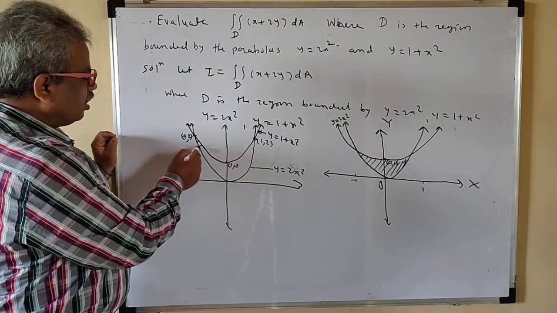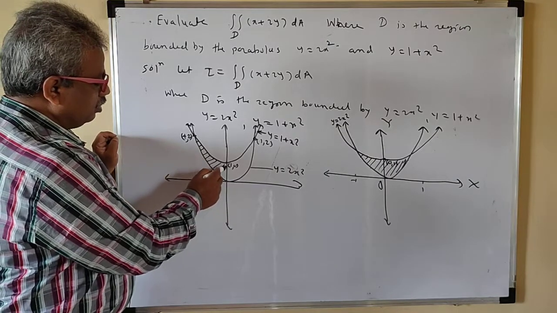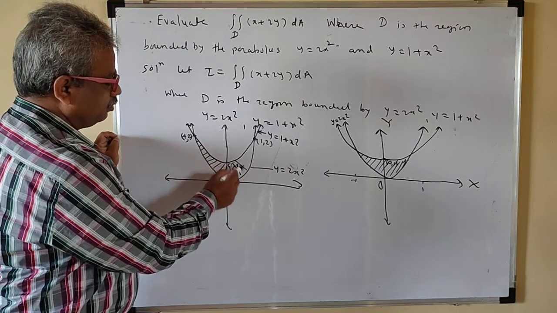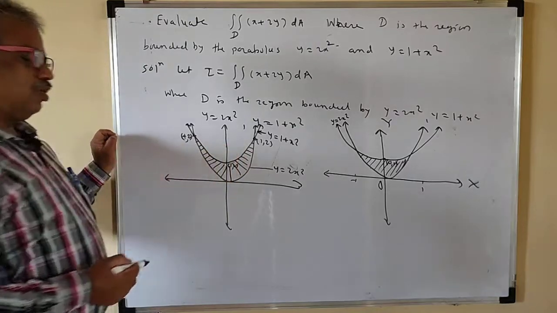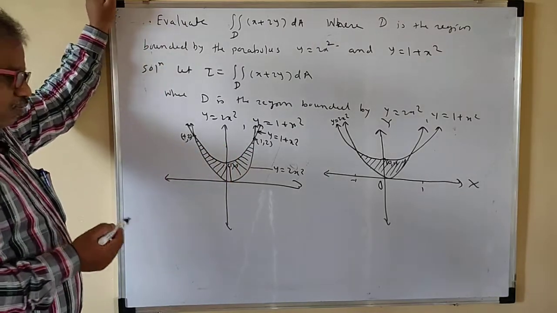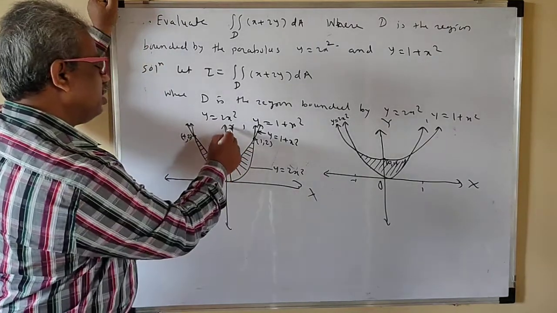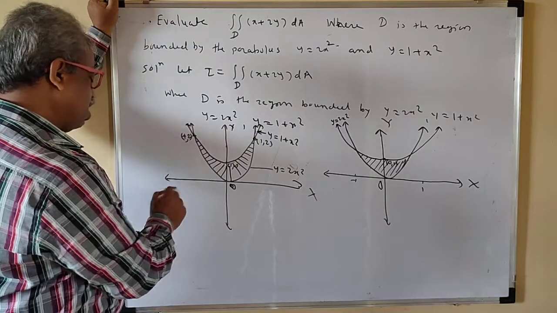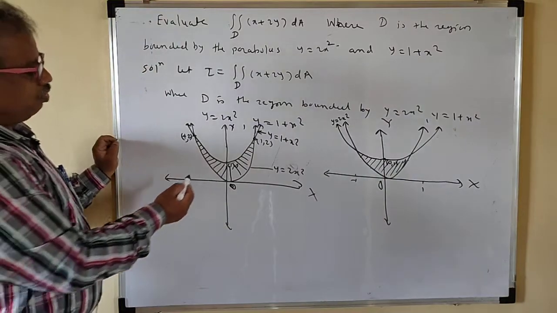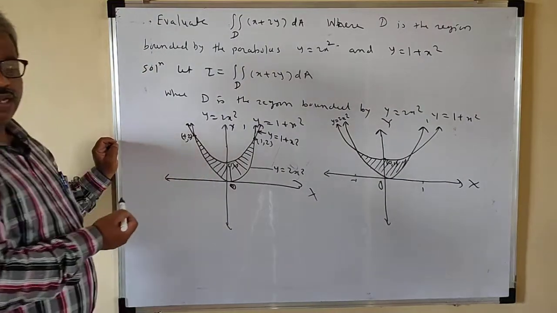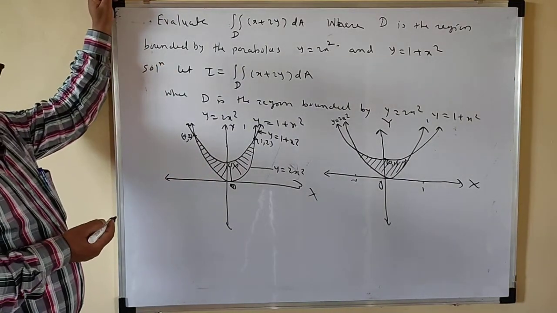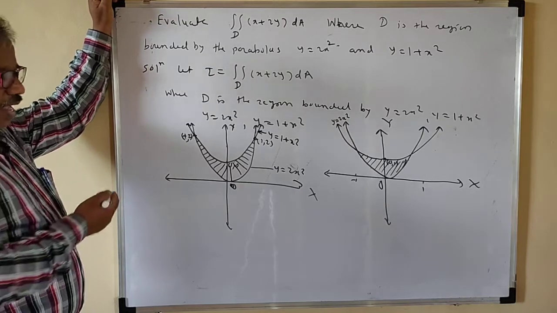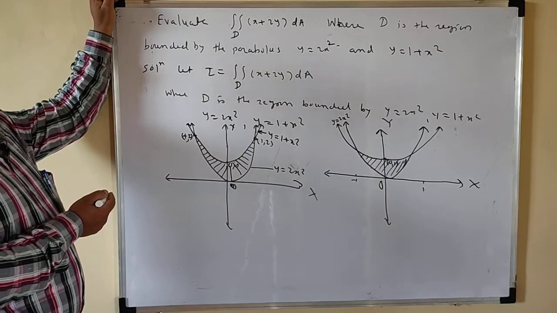Now this is your region. This is your x-axis, this is your y-axis, and this is your origin. So now if you want to find the limit of x and limit of y, there are two methods. You can draw the strip parallel to x-axis or strip parallel to y-axis.